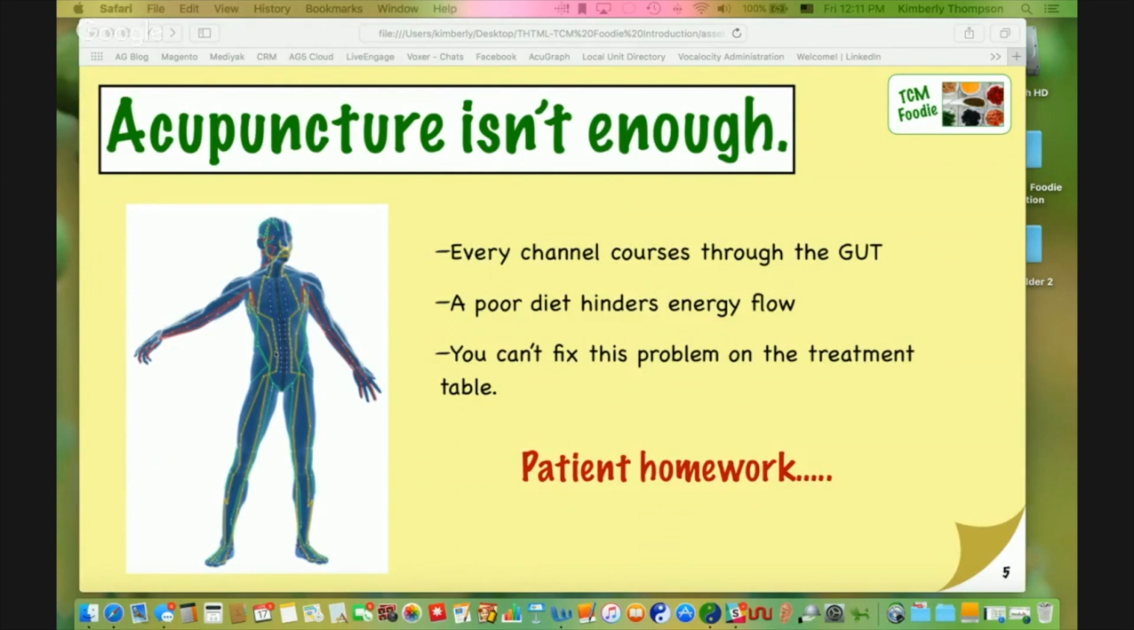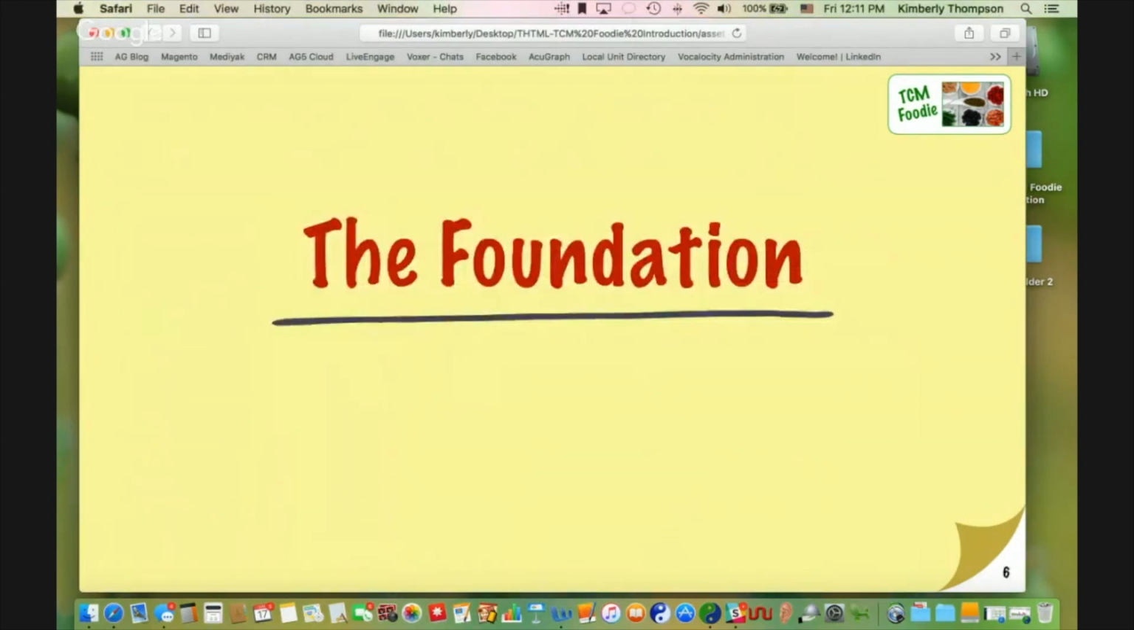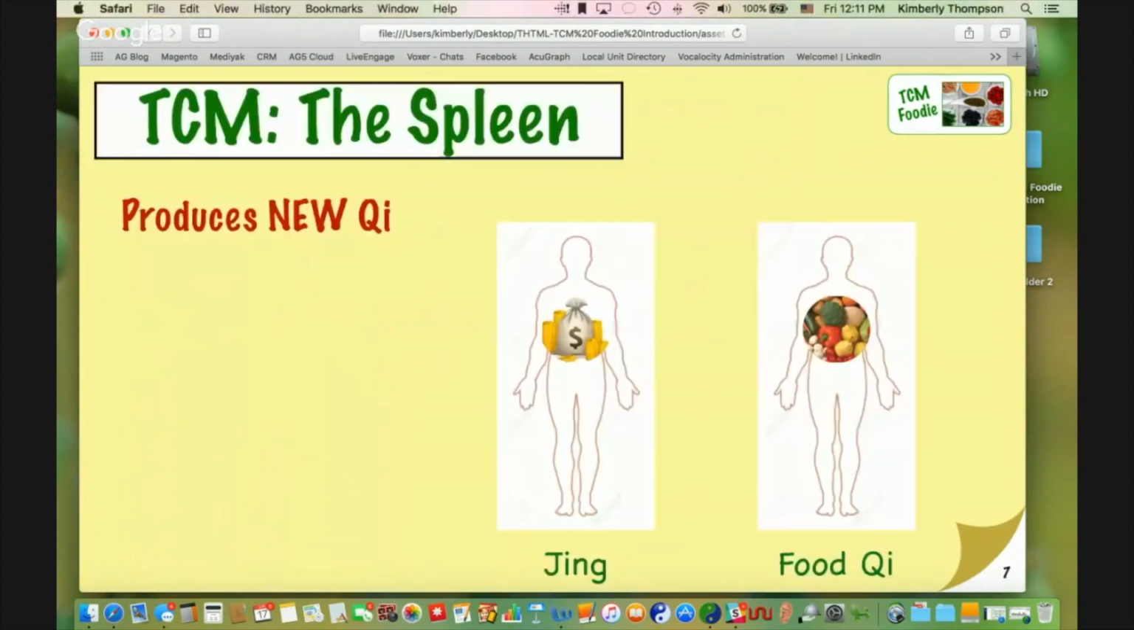But long term, if they are going to help me from their aspect at home, they need to make dietary changes. So the foundation of a TCM diet, obviously we work with all of the channels in the body, but the foundation really starts with the spleen. And this is a little lesson I give to my patients. This lesson typically shows up two or three visits in, when I am teaching my patients about the spleen and about their diet.